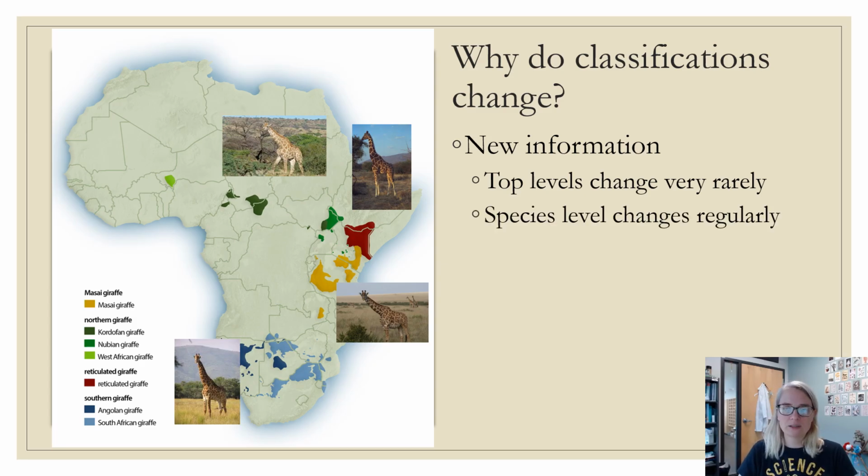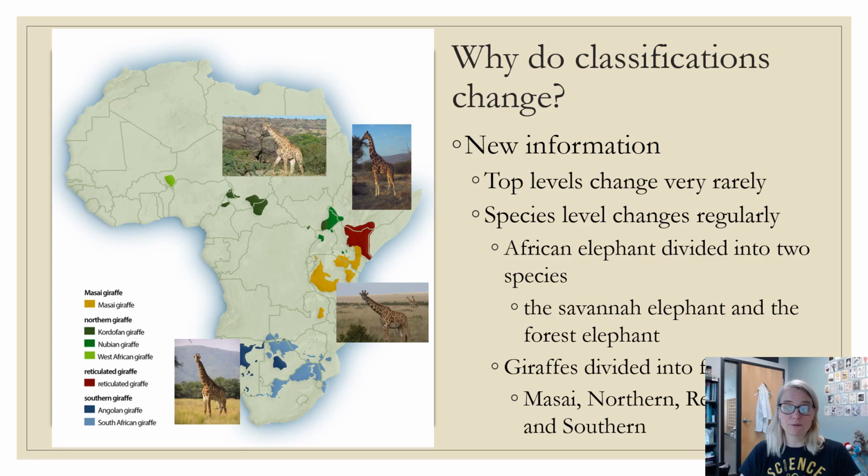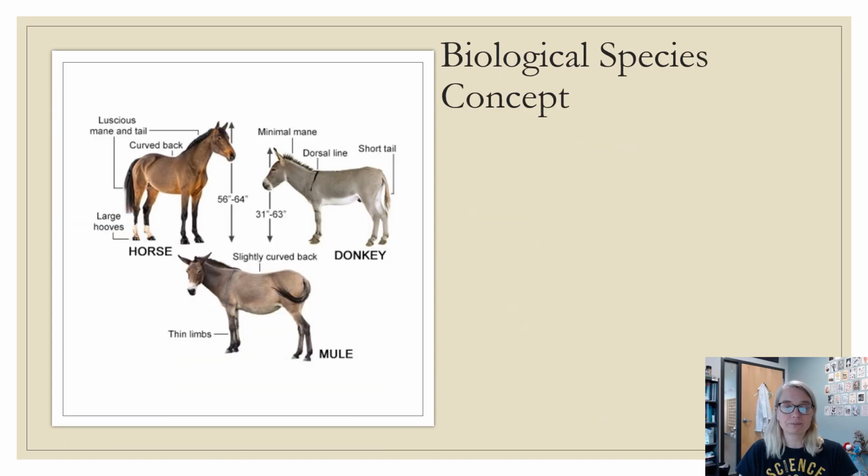Species changes a lot. That's probably the one that changes the most. African elephant has divided into two different species, the savanna and the forest, and once they were all just called African elephants. And giraffes have been divided into 4 different species in these different groups. So just a few examples of some changes that we've seen in recent decades.